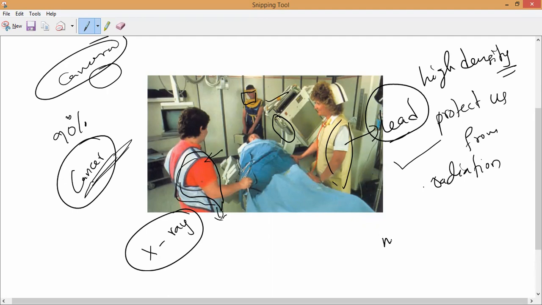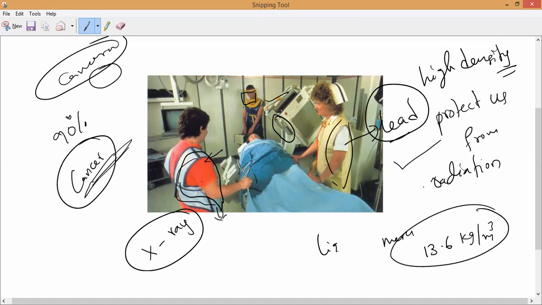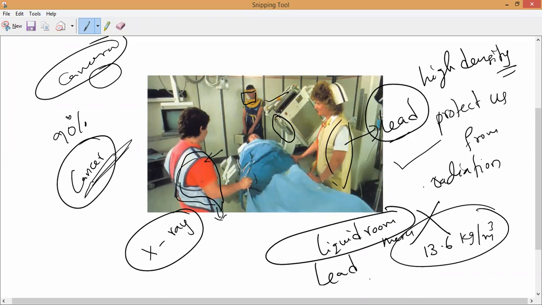You may be asking me, sir, then why can't we use mercury? Because mercury's density is even more, 13.6 grams per cubic centimeter. But mercury is a liquid. Mercury is a liquid at room temperature. Do you understand, guys? That is why we cannot use mercury. Sorry, I said lead, but I mean mercury, Hg.